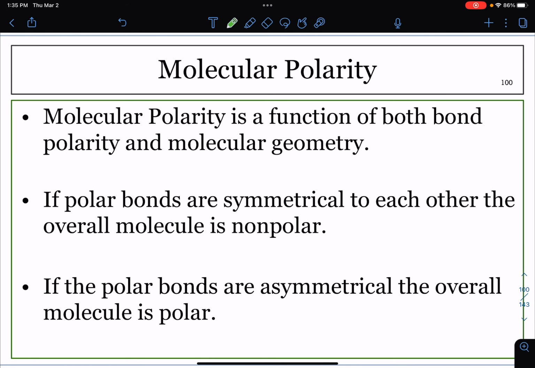If we want to determine whether or not the whole molecule is polar or not, we have to look at both the bond polarity, as we just have, as well as the shape or geometry of the molecule. If the polar bonds are symmetrical to each other, then the overall molecule is nonpolar, and we say that the polar bonds have canceled each other out. If the polar bonds in the molecule are asymmetric, or not symmetrical to each other, then they don't cancel out and the overall molecule is polar.